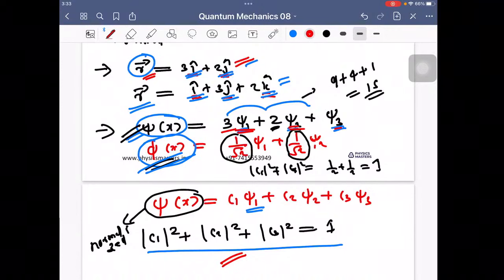Now, there are applications related to this formalism in the particle in an infinite 1D box. That is, when we write a function as the linear combination of different states, how to normalize that function, how to find the expectation value, how to find the probability of finding the particle in a particular state, etc. These things we will discuss in part 4 of particle in a 1D box.